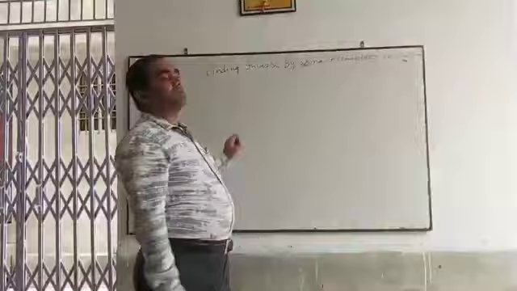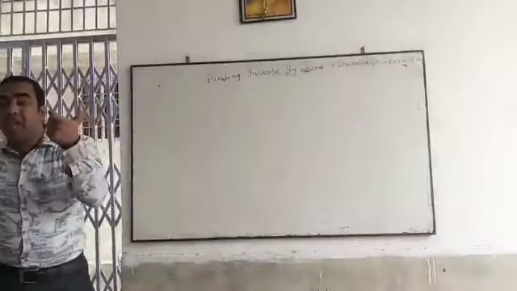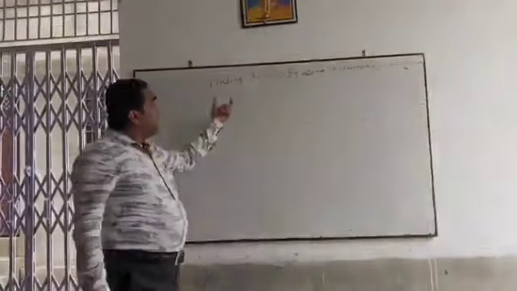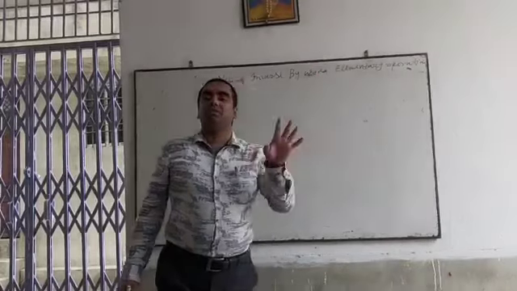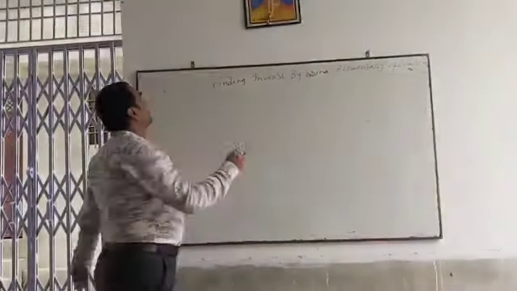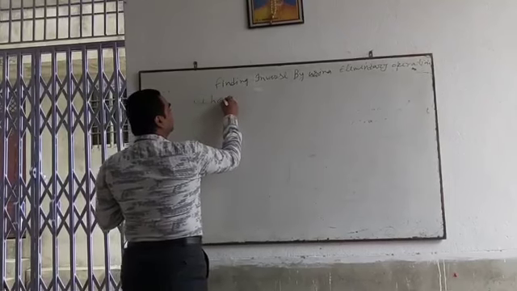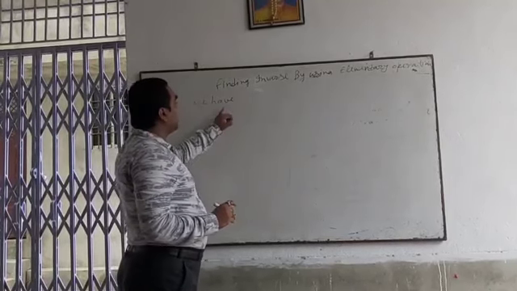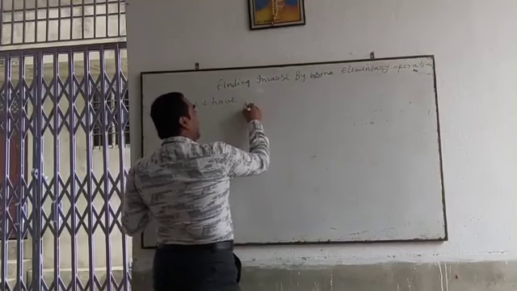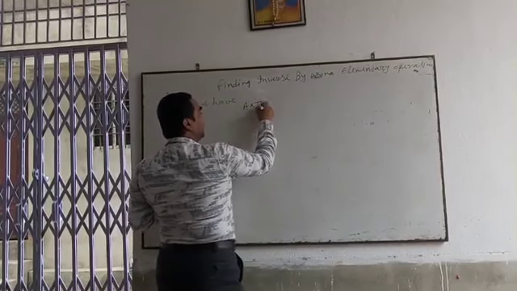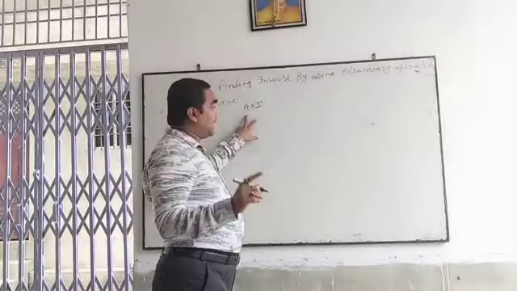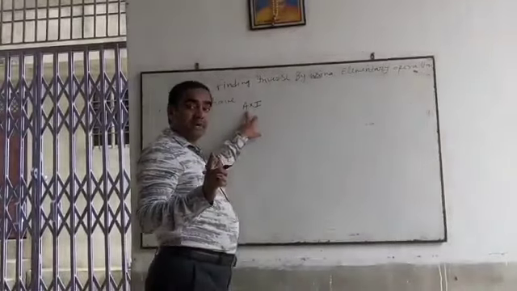Okay, now come to the process by which we are going to use elementary row operation or column operation. We have A = IA, where A is a square matrix and I is the corresponding identity matrix.